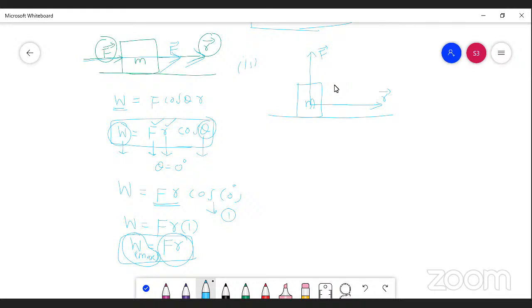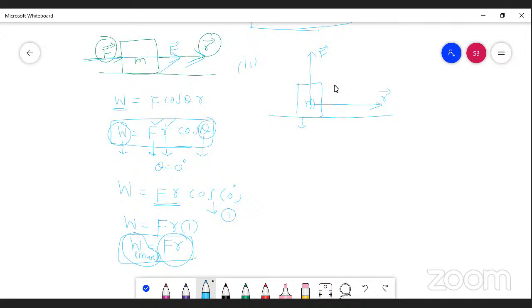Then what happens to the work done by the application of force? I take one body placed on a smooth horizontal surface. We apply the force on the body along the vertical direction. Due to that applied force, the body displaces in the horizontal direction. In that situation, how do we measure the work done by the applied force?